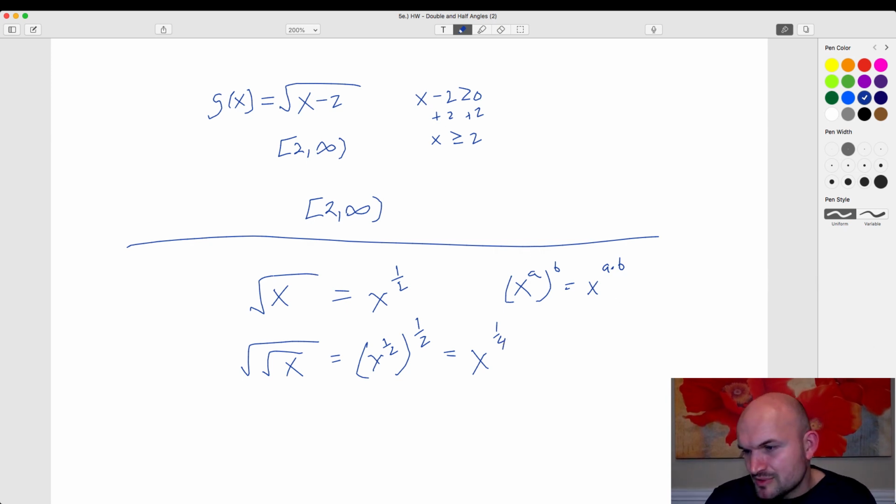So just remember, that's not usually a notation that we use very often, but definitely we can go from there.